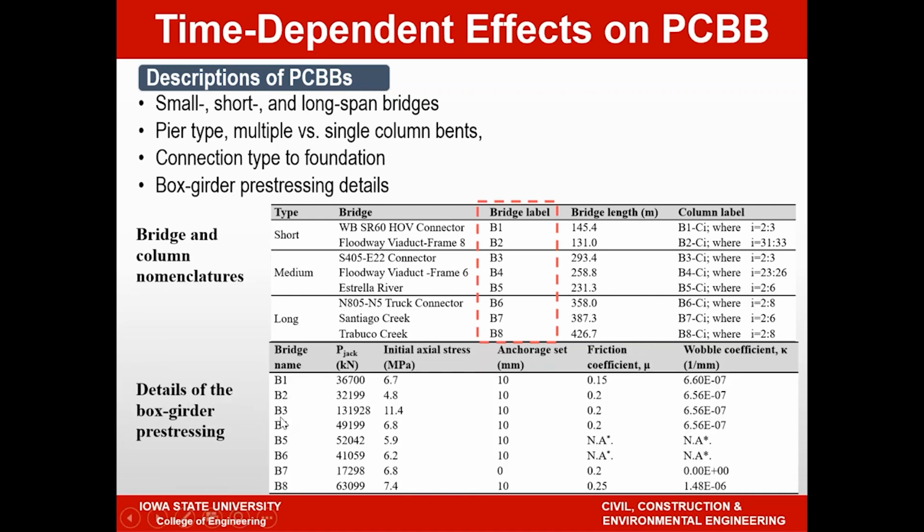The details of the box girder bridges are shown here, so there are some variations to observe. The initial axial stress, as I said, that's the pre-stress, is not constant in these bridges. It varies between 4.8 megapascal and 11.4 megapascal. That's the information that we found from the design details of the design drawings. The anchorage set, friction coefficients are all specified in the drawings, and the same applies to the wobble coefficient. All of these reported values were used respectively for each and every bridge analysis.